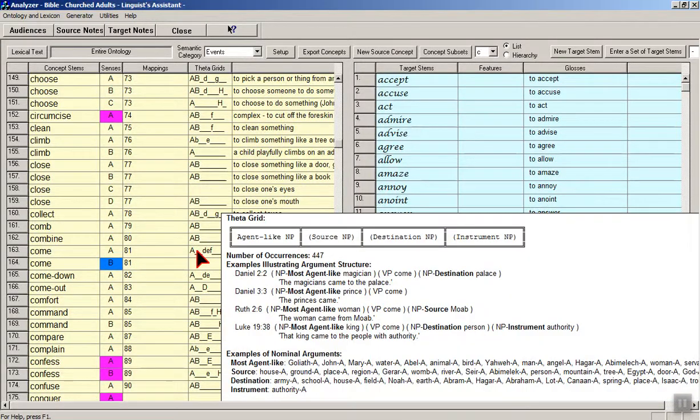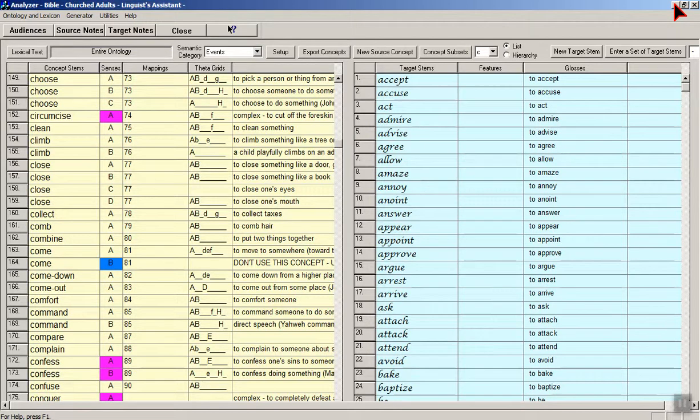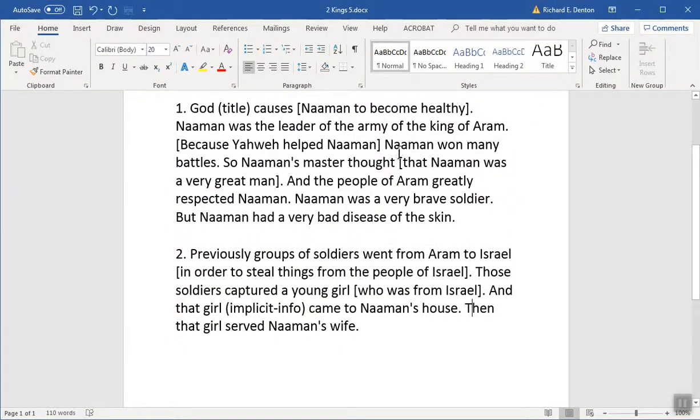If you look in the ontology at verbs, events, and come, you see the only required argument is the agent. You can have a destination where you're coming to, or a source where you came from, but you don't have to have those. So come can be used in a very generic way. Here there's going to be a destination. She came to Naaman's house.